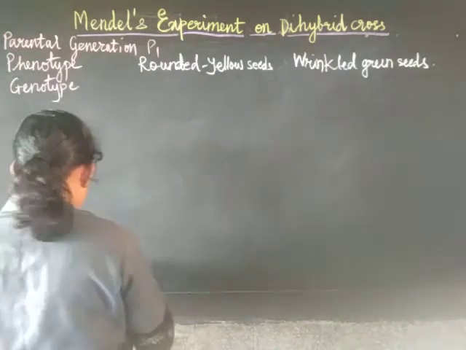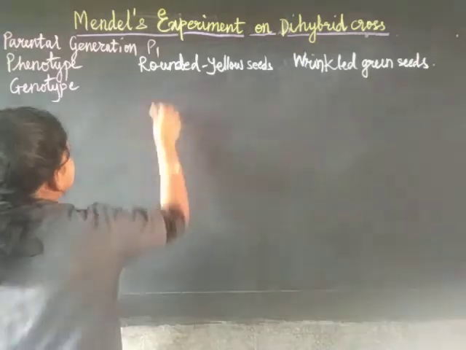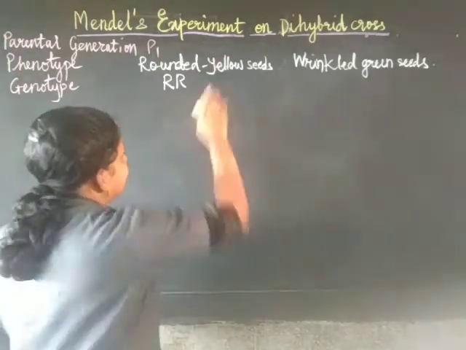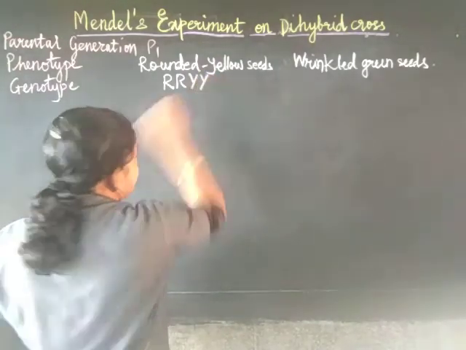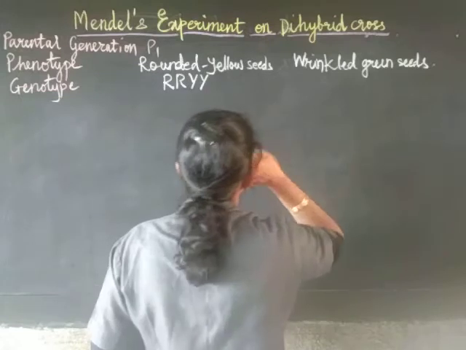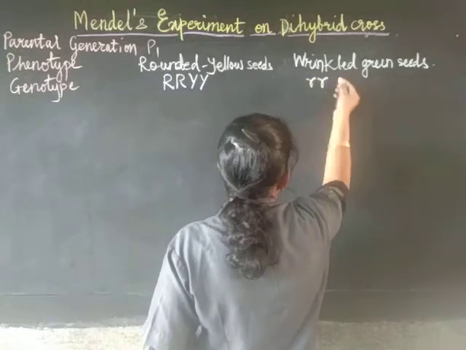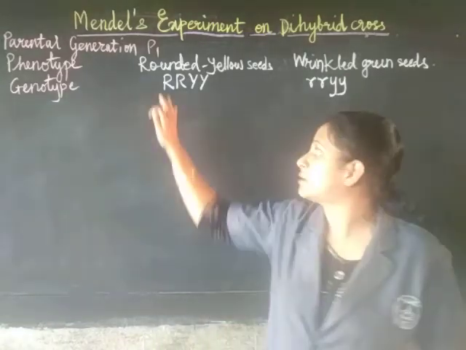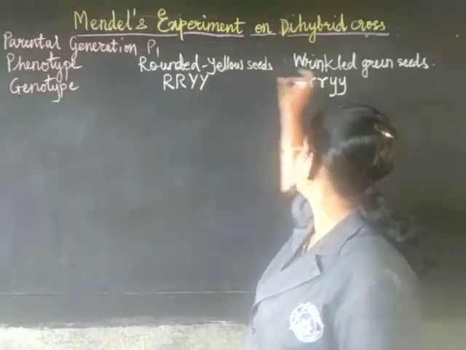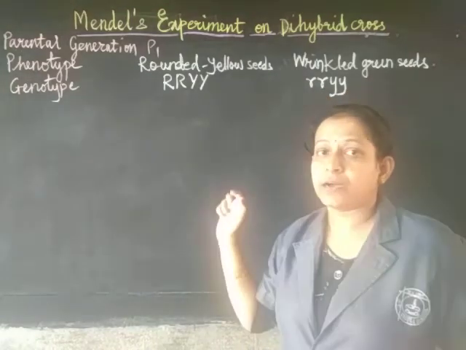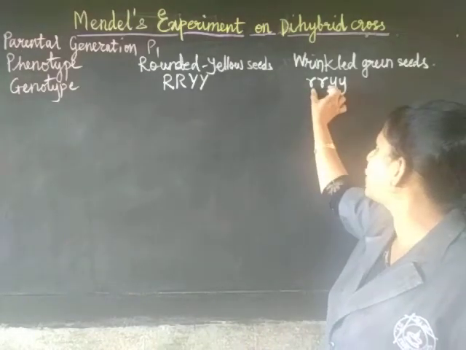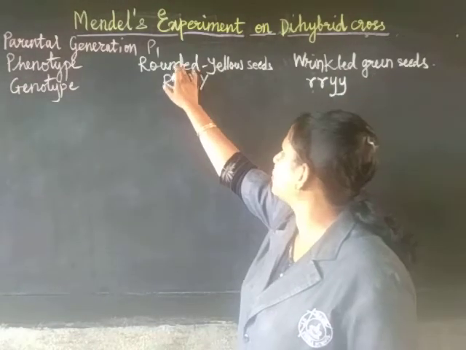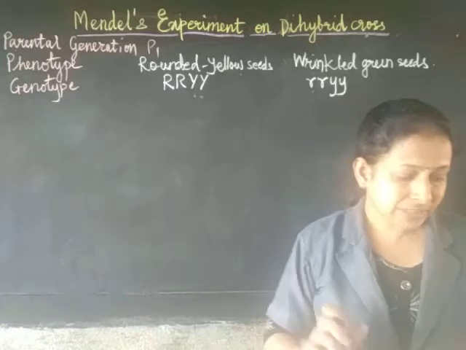The genotype of the rounded and yellow seeds was capital RR, pair of rounded genes, and yellow was capital YY. Whereas for wrinkled and green it was small rr, small yy. That means they were pure breeds of rounded and yellow seeds and wrinkled and green seeds. Small r means wrinkled, small y means green seeds, capital R rounded, capital Y yellow seeds.